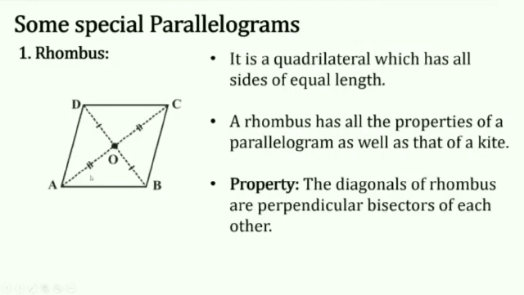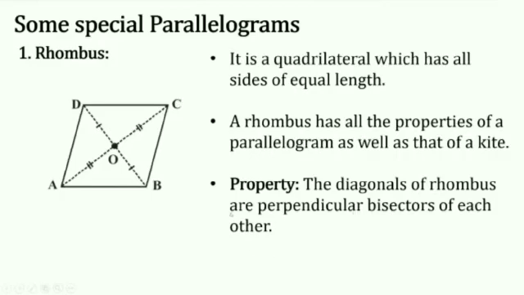And because it is a parallelogram, it will have all the properties of a parallelogram that we have discussed earlier: both pairs of opposite sides will be parallel, the opposite sides will be equal, opposite angles will be equal, and adjacent angles will be supplementary. Along with all these properties of a parallelogram, one more property a rhombus has is that the diagonals of a rhombus are perpendicular bisectors of each other.